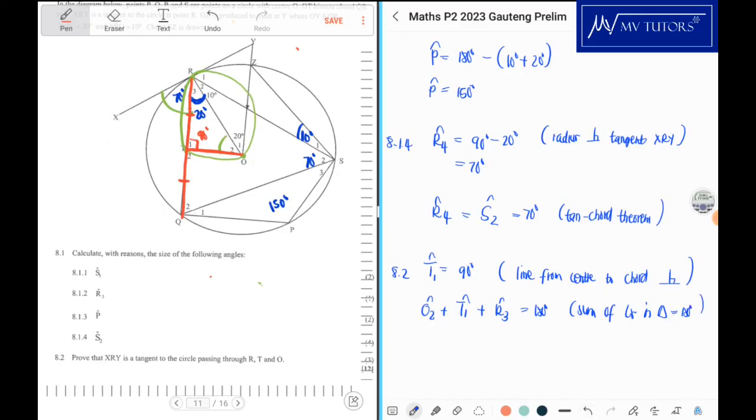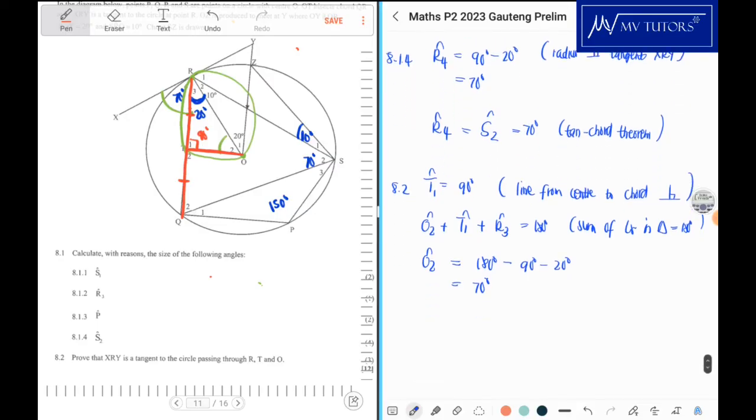We're looking for O2, because we want to show that O2 is 70 degrees. So we have 180 minus T1, which is 90, minus R3, which is 20. That is 70 degrees. And then O2 is equal to R4, which is equal to 70 degrees. Which is great.